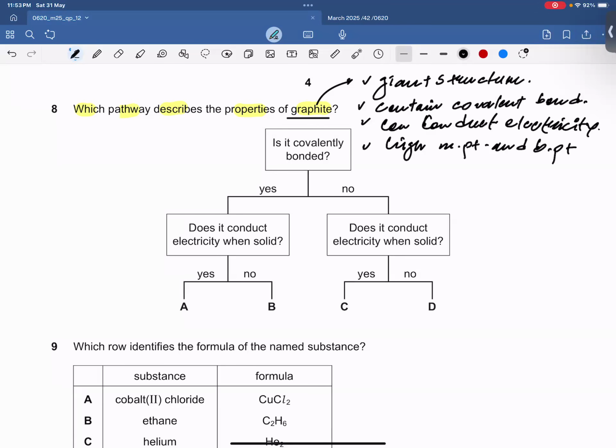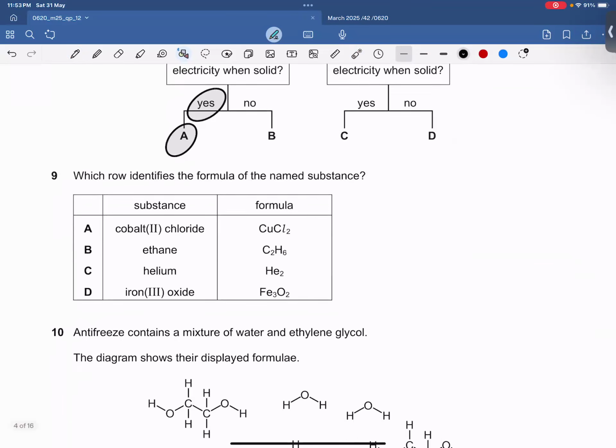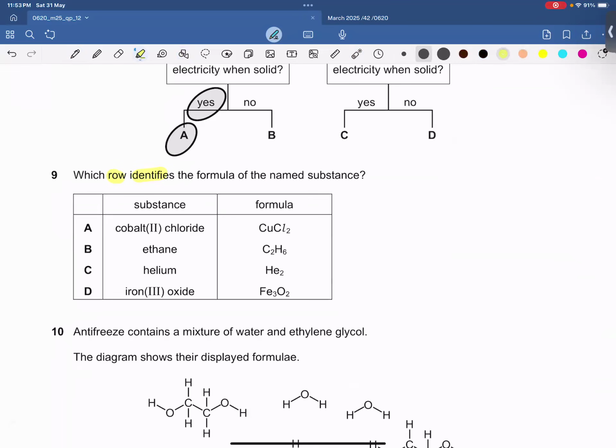Let's see what is in this chart. What's given in this chart. It is covalently bonded. Yes. Does it conduct electricity when solid? Yes. And therefore A is going to be the right answer. Okay. That was easy. Which row identifies the formula and the name of the substance?